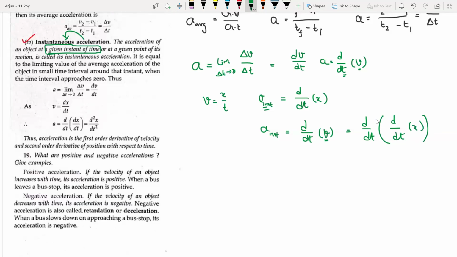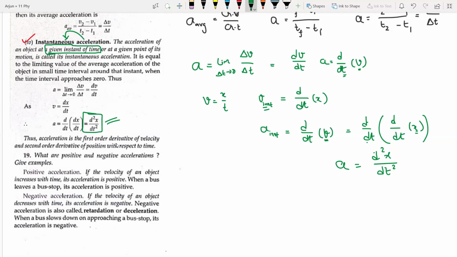Now it becomes a double differentiation. It is d square x upon dt into dt, which is dt square. So a is equal to d square x by dt square. That's what we got here. That is the instantaneous acceleration formula, which will be used in solving numerical problems. So while you are solving numerical problems, this can be used.